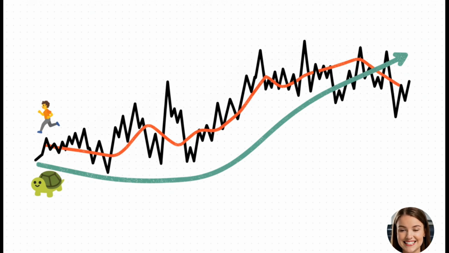Now, you have to know that not all moving averages are the same. A short-term one, say a 20 period, is like a sprinter. It reacts really fast to price changes, giving you a feel for what might happen next. On the other hand, a long-term one, like a 200 period, that's more like a marathon runner. It moves much more slowly, and it tells you about the market's huge, overarching direction. It's all about the time frame you're looking at.